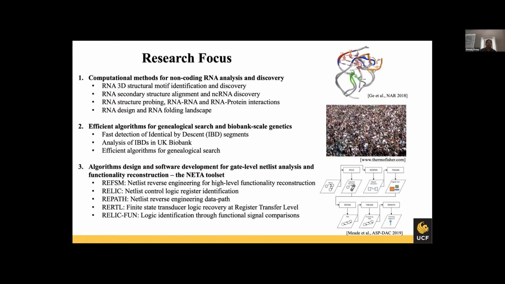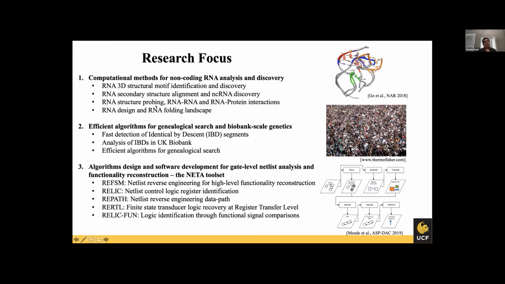First, I would like to give an overview of my research, then I will provide 3 research highlights. The theme of my research is efficient algorithm design for biological data analysis. The first project we are working on is a computational method for non-coding RNA analysis and discovery. We want to identify RNA structure motifs in RNA structures, and we also work on RNA structure alignment and non-coding RNA gene discovery.